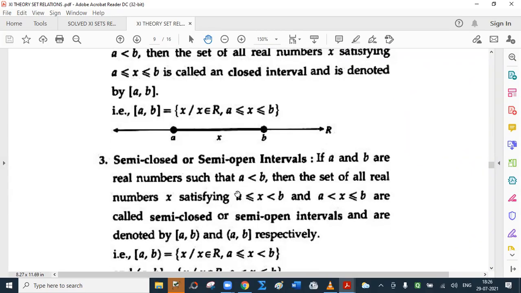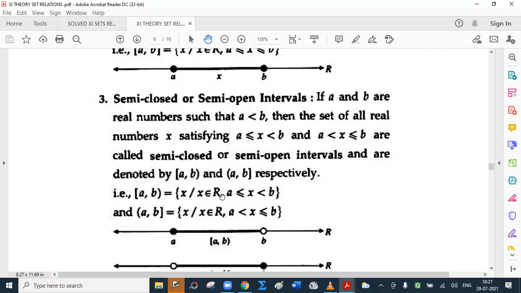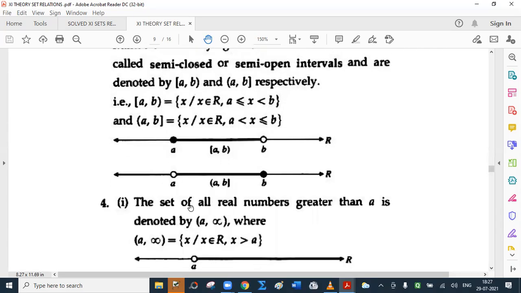Semi-closed, that is, semi-open intervals. If a and b are real numbers such that a is less than b, then the set of all real numbers x satisfying a ≤ x < b, or a < x ≤ b, are called semi-closed, or you may call them semi-open intervals, and are denoted using this. What does this mean? This means a is included, b is not. Here a is not, but b is included. And this is the rule method. Yes, this is the representation on the number line.